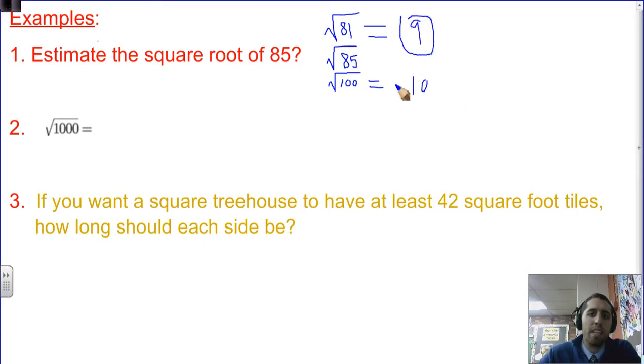So it's probably closer to 9. But it's going to be 9 with a decimal. It's an irrational number, like we said. Sometimes we're going to have to think about a really big number. So in this example, we have 1,000.